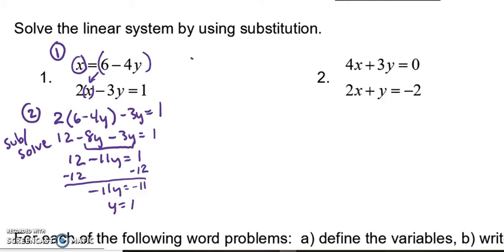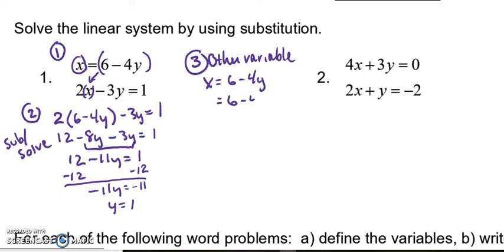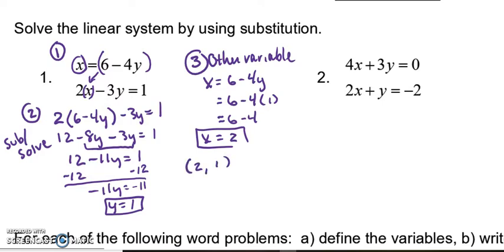Okay, step number 3 is the other variable. So we're going to take the x equals equation, and you could really use either equation for this, but this one is already set up to help us find what we need without much work. 6 minus 4, y was 1. So this is 6 minus 4, so x equals 2. So there's our x, there's our y. This is 2, 1 is the coordinate point answer. So that's where the two lines would cross.